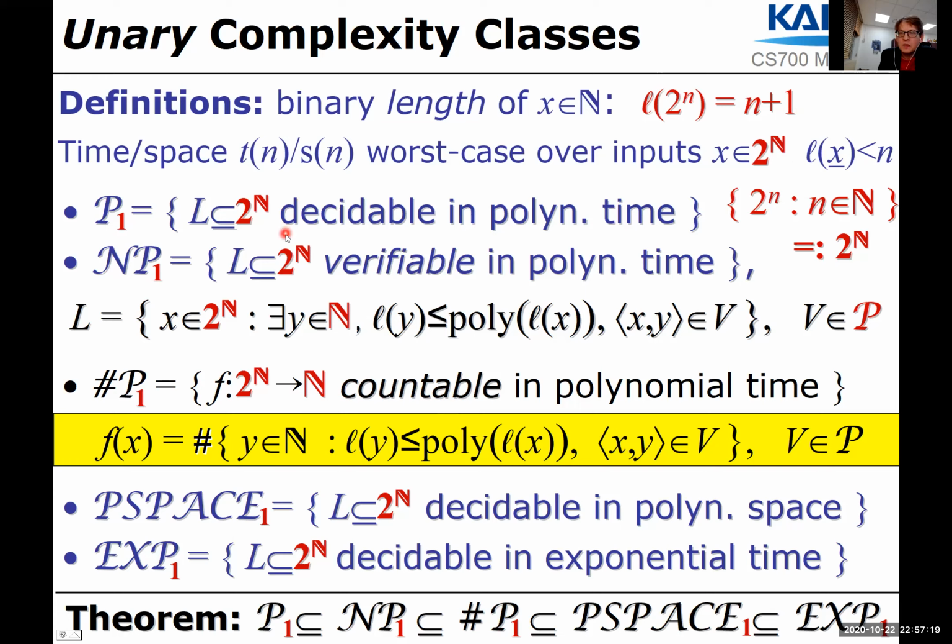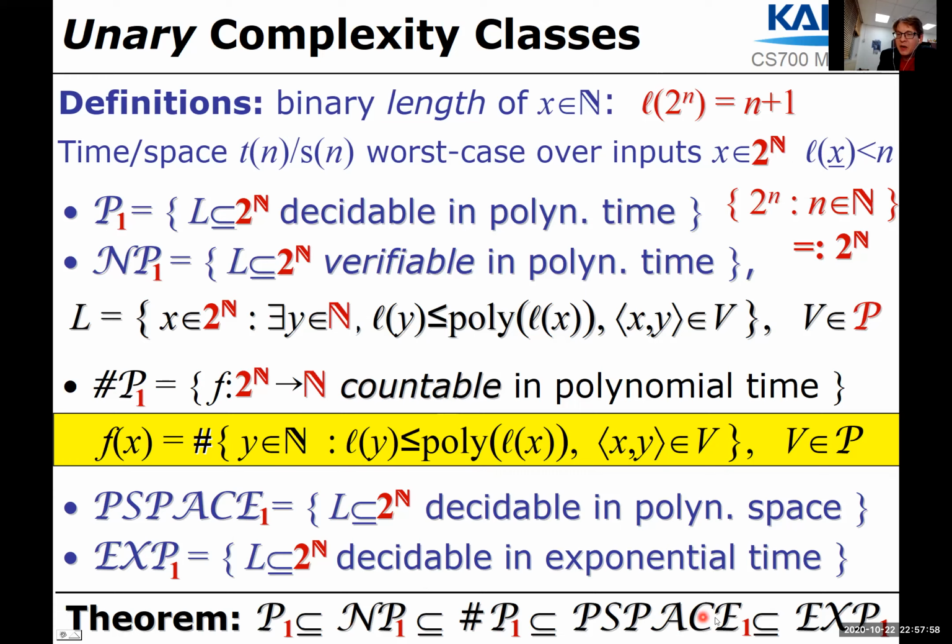That's easy to see. But I also need to point out that the witnesses for NP and for #P, NP asking whether there exists a witness and #P asking how many witnesses there are, are still arbitrary natural numbers, not only powers of 2. Otherwise, these problems are easily solvable in polynomial time because then there are only polynomially many witnesses that are powers of 2. But arbitrary natural numbers, that's the definition of the unary versions of these complexity classes.